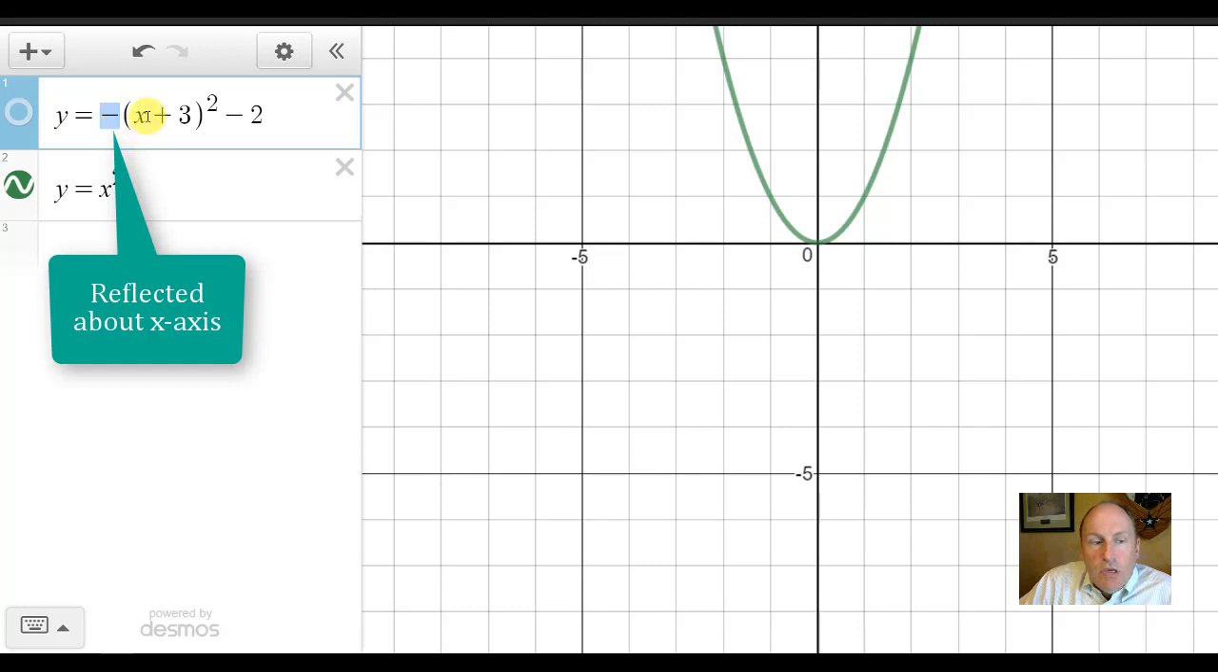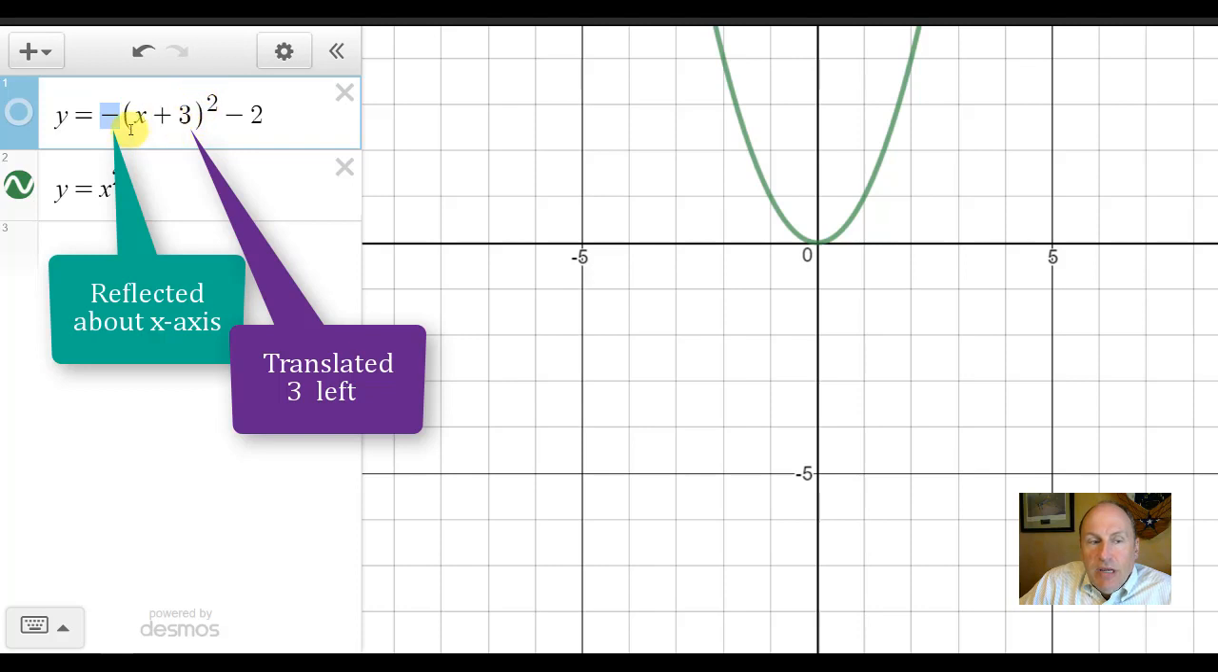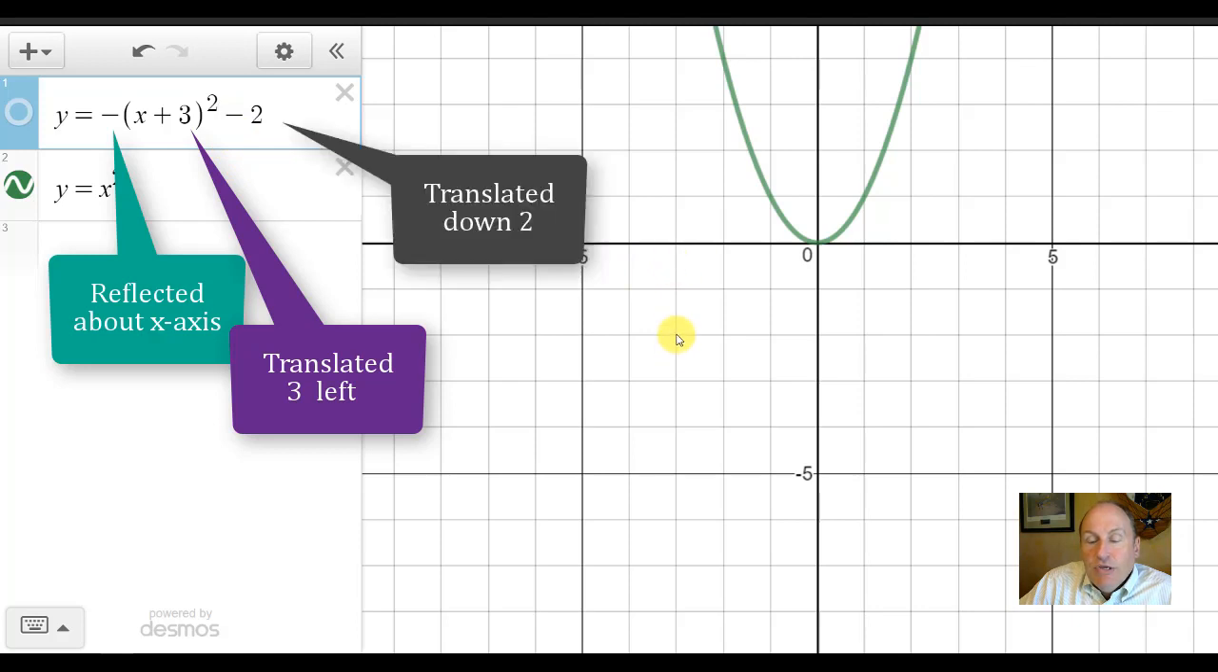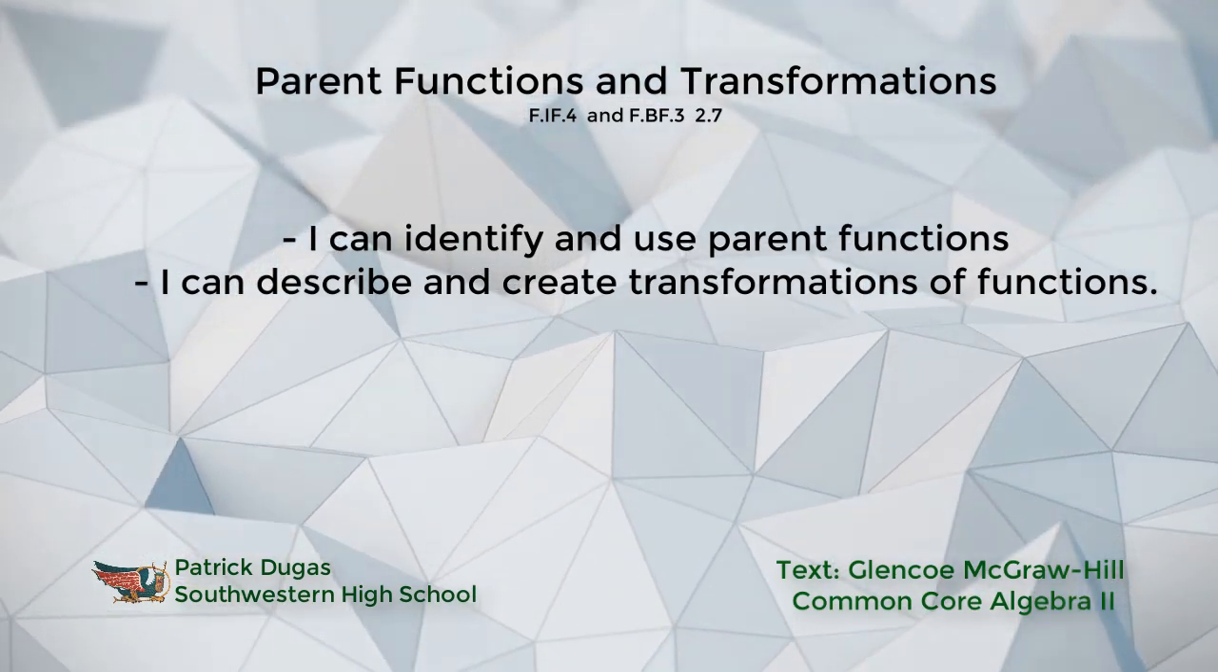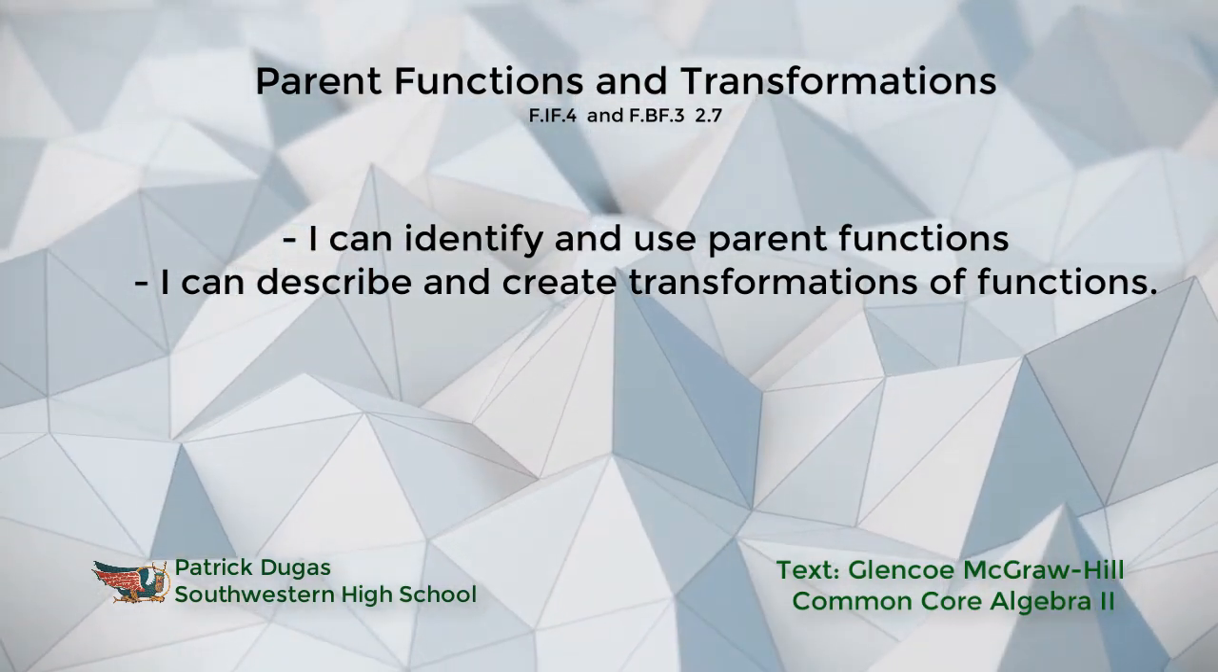We know that. So the second thing, looking inside the grouping here, is that we've got a plus 3. We've got an x plus 3. So I know that it has shifted it to the left by 3 because an x of negative 3 will make this 0. And then finally, I'm going to look over here on the right, and the negative 2 tells me that it shifted down by 2. So instead of having a vertex at 0, 0, it now has a vertex at negative 3, comma, negative 2, and then it's going to go down from there. So let's graph it and look at it, and indeed that's what happens. So we've looked at parent functions and how to transform them through translations, dilations, and reflections.